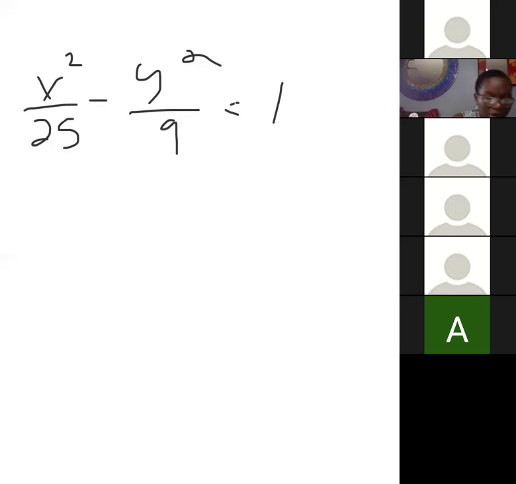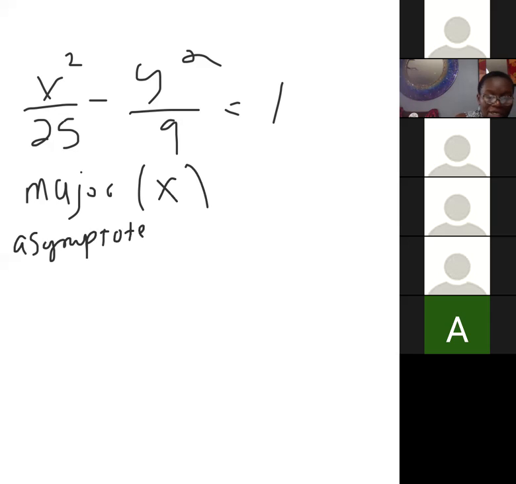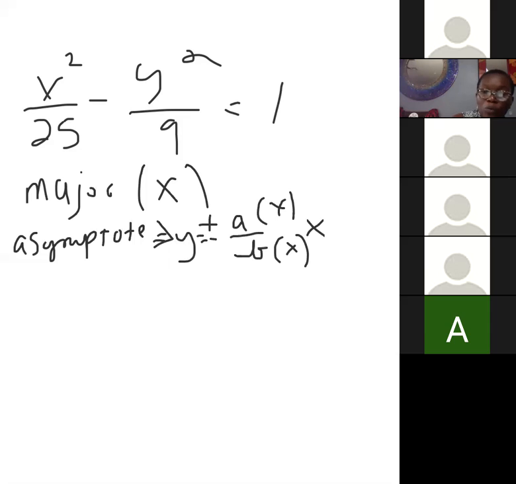So which one is the major axis, guys, or the transverse axis? Which one is the major? It's x. All right. Now, we need to find the asymptotes. Remember, think of the asymptote as, guys, rise over run. So it's going to be plus or minus a over b. The a has to do with the change in the y. The b has to do with the change in the x. And then, of course, because it's an oblique asymptote, it is a slope. So you make sure that x is there.